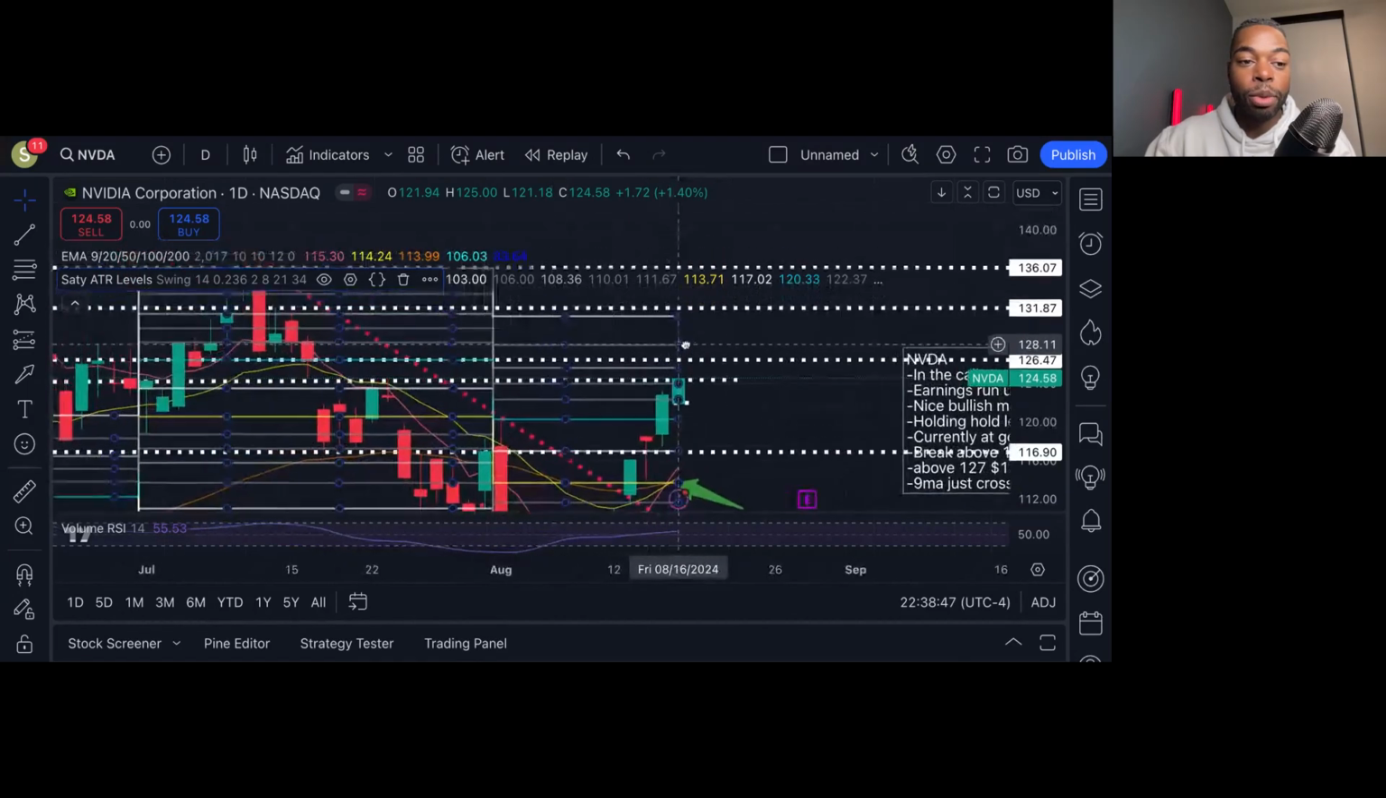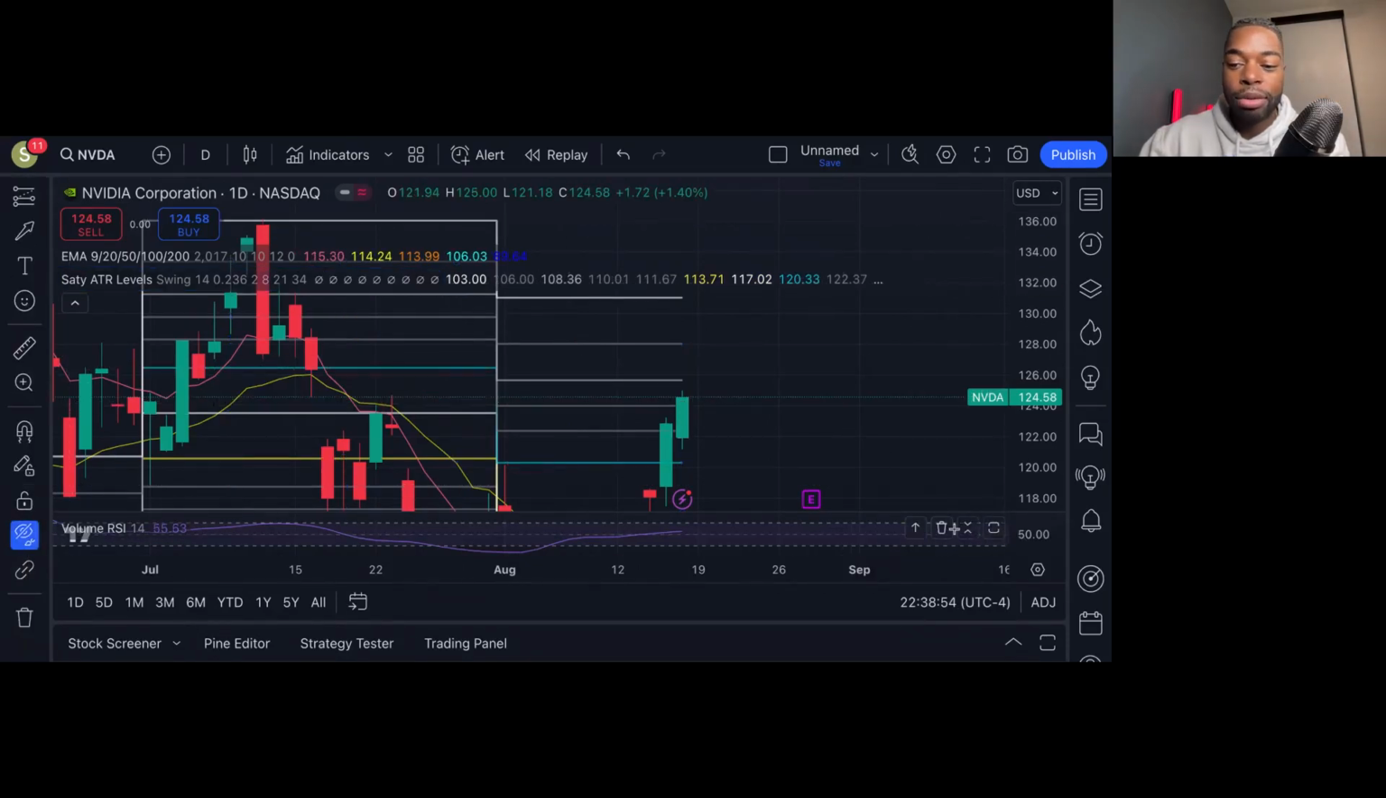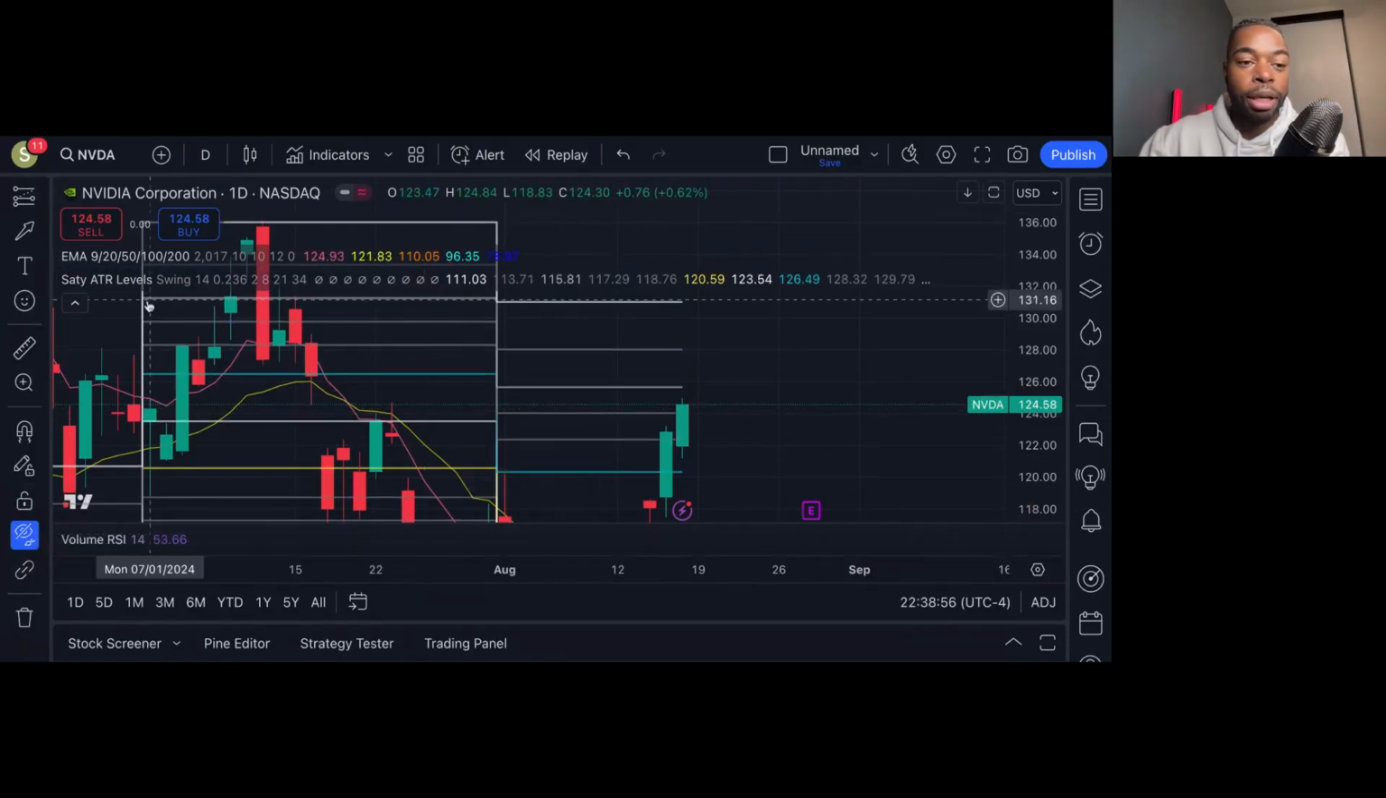So people always ask me, what indicator are you using? Hey, what indicators are you using? Man, I only use two indicators. I swear I only use two indicators. I added one more for confluence, but let's get into it.